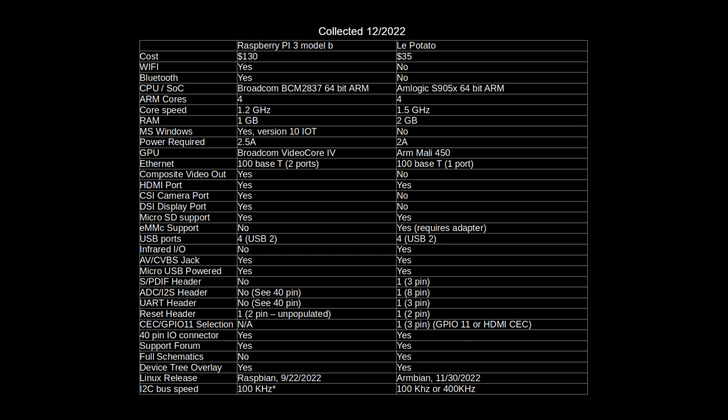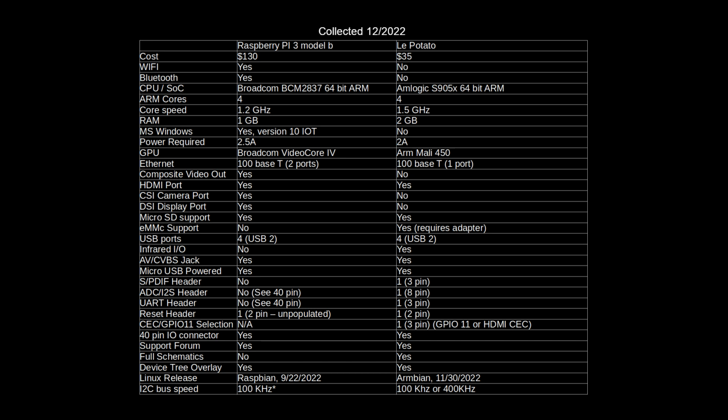Specifications. Comparing pies to potatoes, the technology is typical for a 2014 to 2017 era ARM-based system-on-chip single-board computer. Here is a comparison spreadsheet for the Raspberry and Potato single board computers. This was compiled around December of 2022. For the cost, we've already discussed this. It's inflated right now for the Pi, about $130. The Potato is $35, quite a bit less.